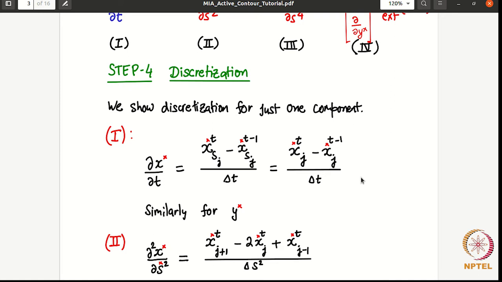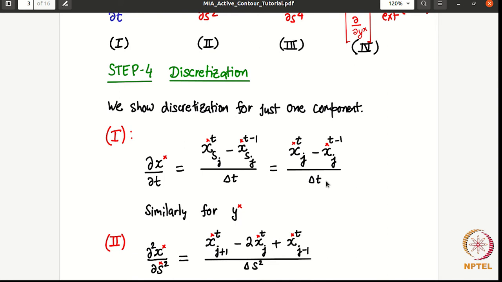So we start with the unsteady term. The unsteady term is approximated with the help of the backward difference formula, which you can see here. Here it is t minus 1. For simplification, in shorthand we can write x star j as xj. So xj at t minus xj at t minus 1 upon delta t. This is the backward difference approximation of the unsteady term.